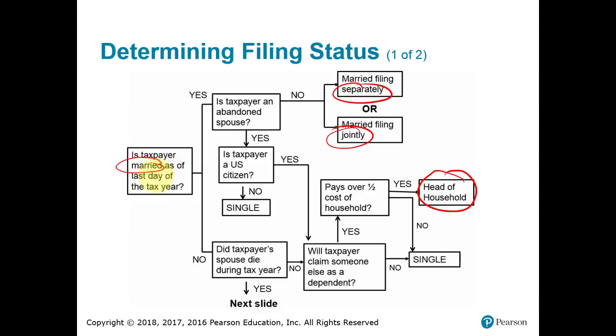Let's go back and ask the question again. Is our taxpayer married at the end of the year? And we answer no. Did the taxpayer's spouse die during the year? Of course, they wouldn't be married if the spouse died, right?